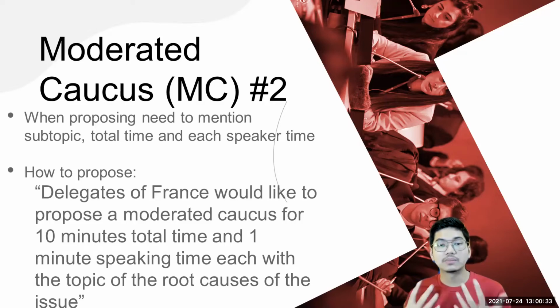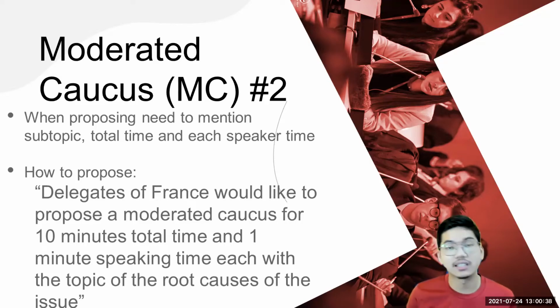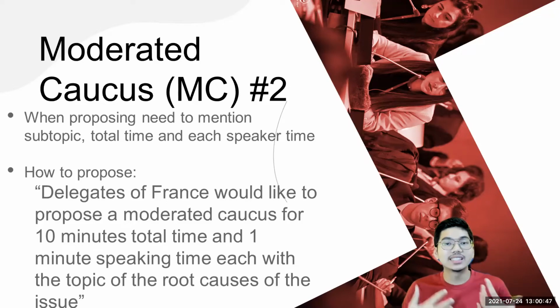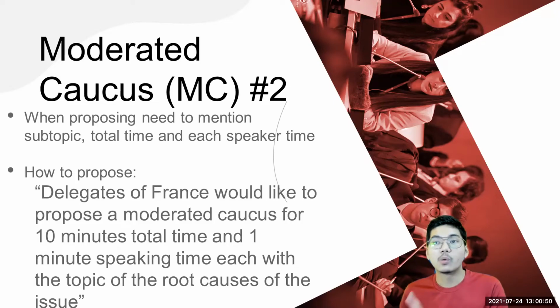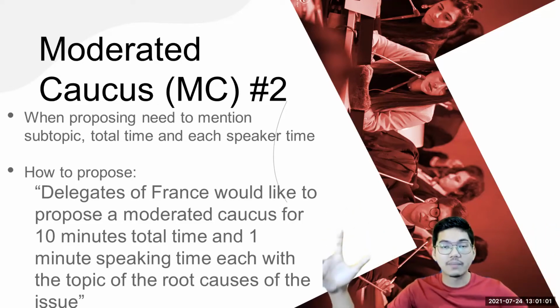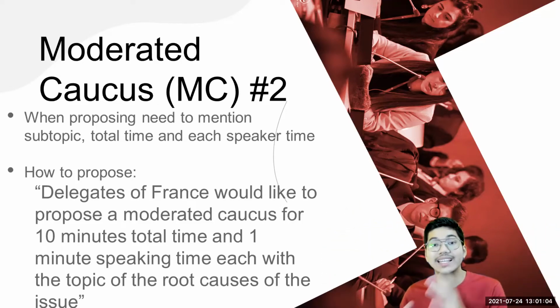Delegate of France would like to propose a moderated caucus for 10 minutes total time with 1 minute speaking time each with the topic of deciding the root causes. So total time is the time that you're proposing to the chair. Hey chair, let's go with a 10-minute discussion. But since this is moderated caucus and everyone will have their turn, we're going to have to decide the speaking time for each delegate. In this case, France delegation agreed to have a 1 minute speaking time each. If we have 10-minute total time with 1 minute speaking time for each individual, it means that there will be 10 delegates who can participate in this motion from France to talk about the root causes of the issue.